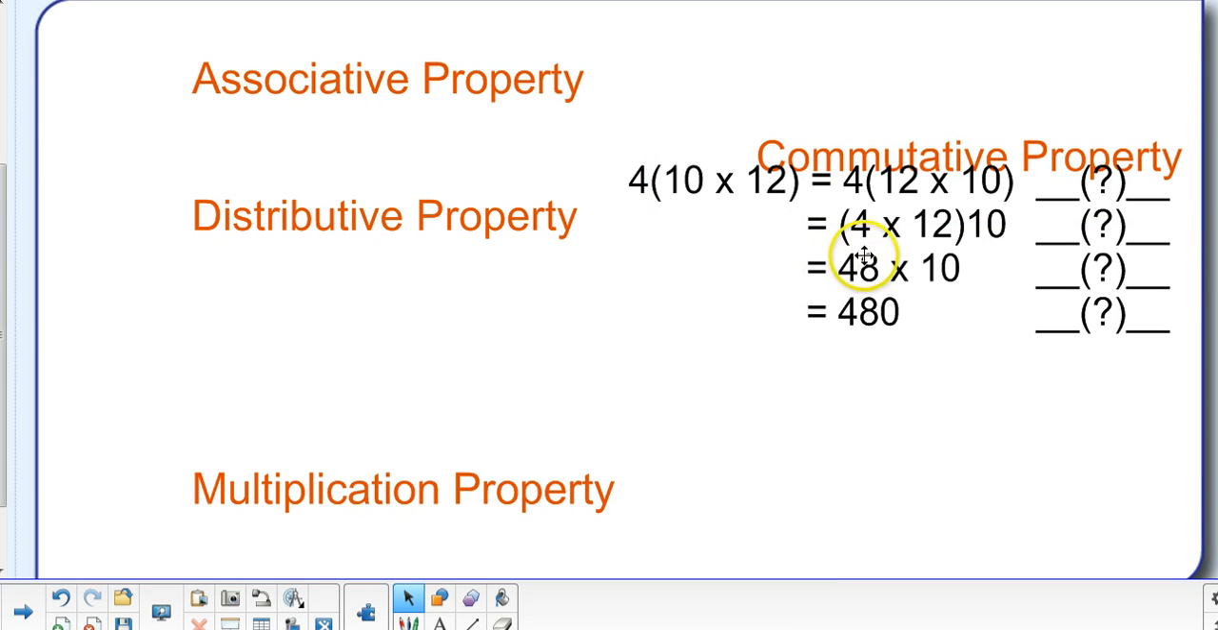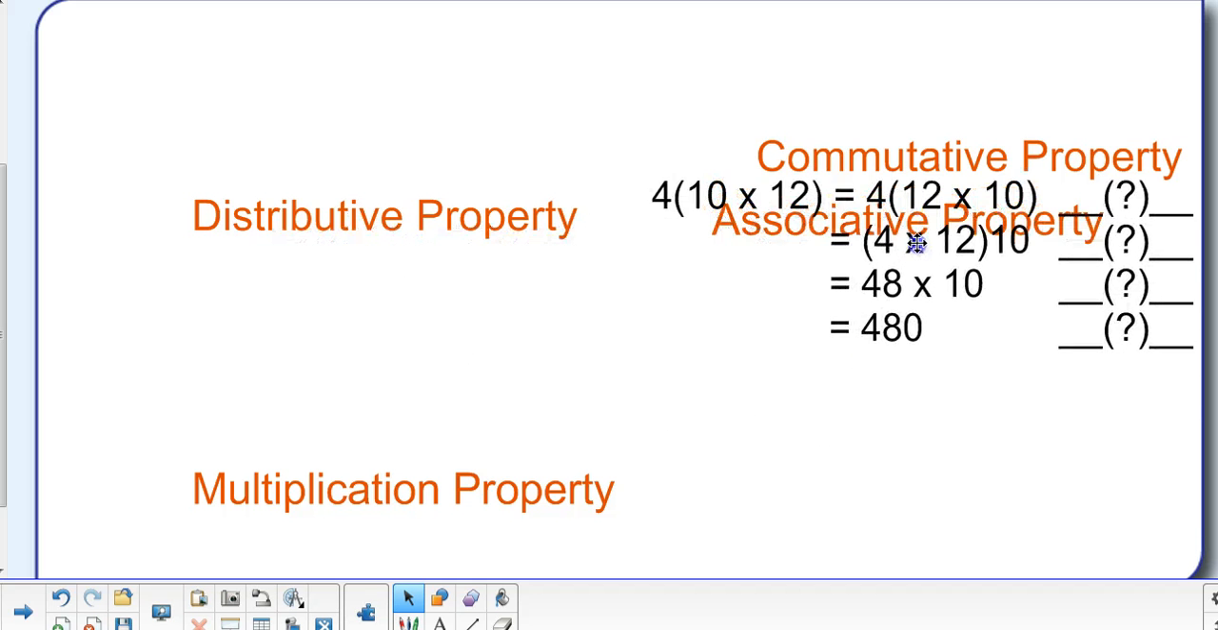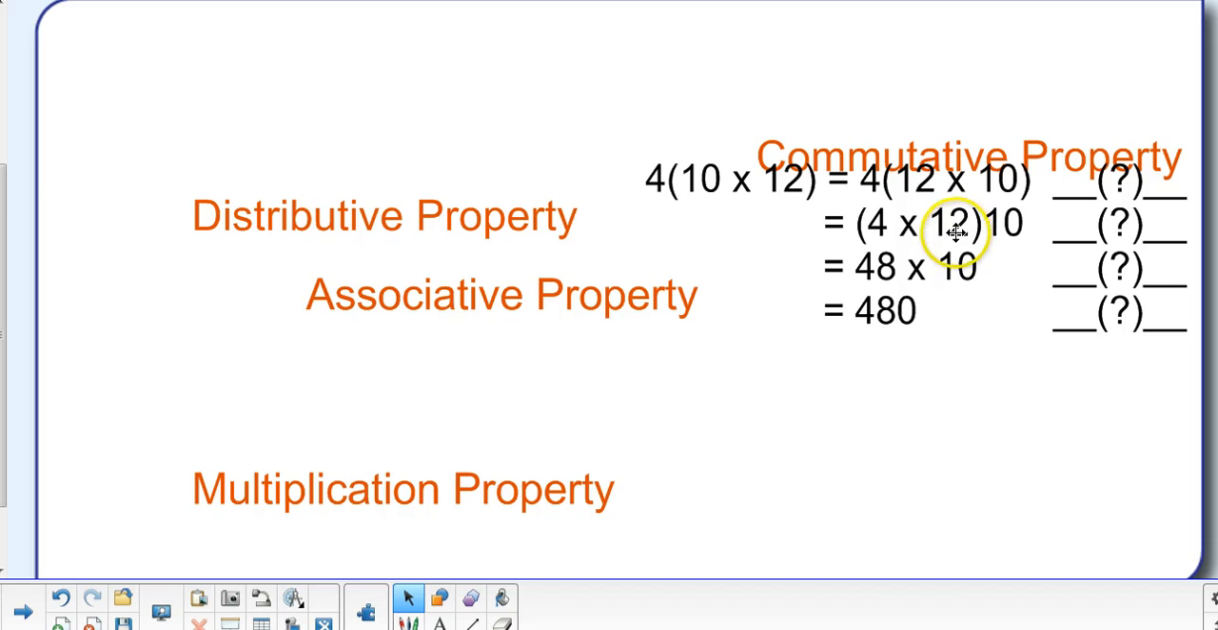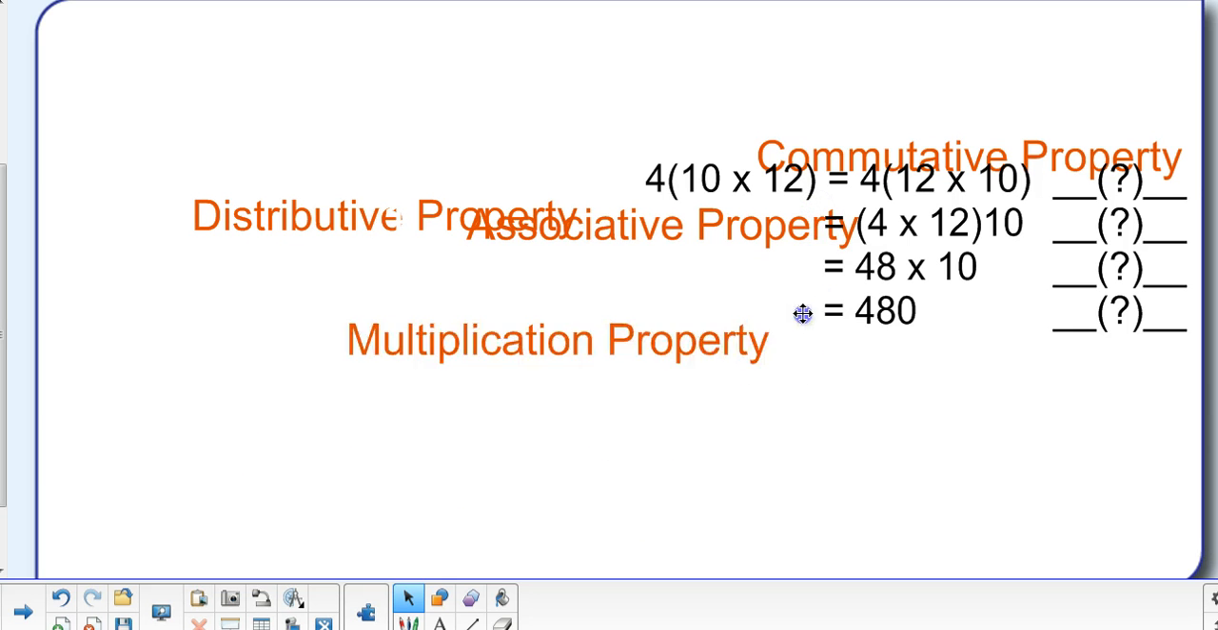Secondly, from here to here, instead of the 12 and 10 grouped together, they've changed to the 4 and 12. That's a change of grouping. That's the associative property. Then finally, going from the regrouping to this, that's going to be multiplication. It's not distributive. You're just multiplying here both times.